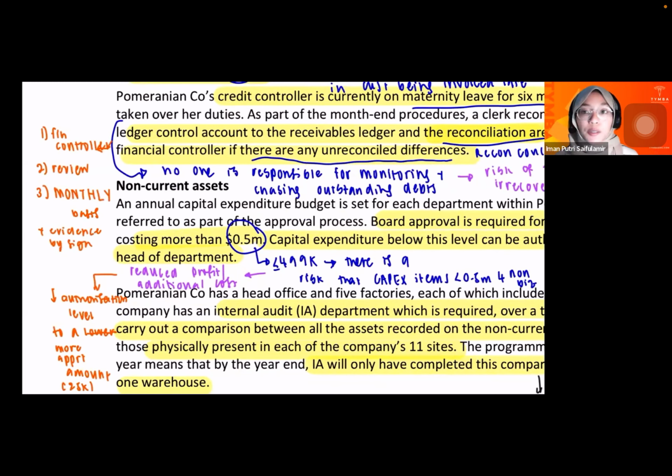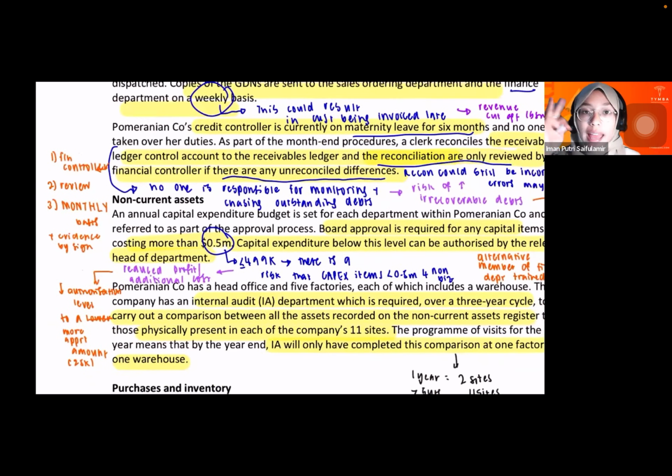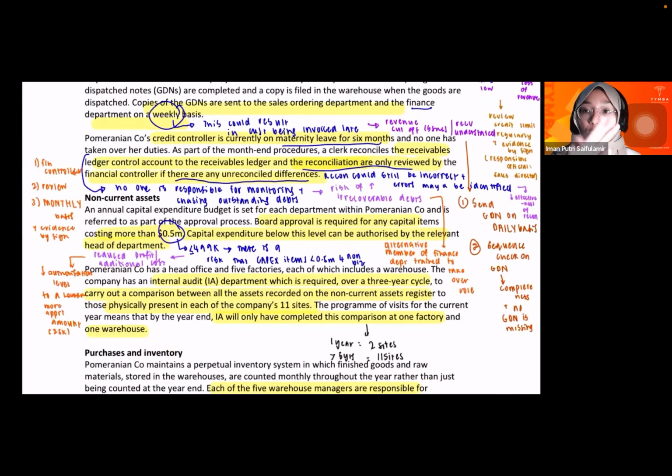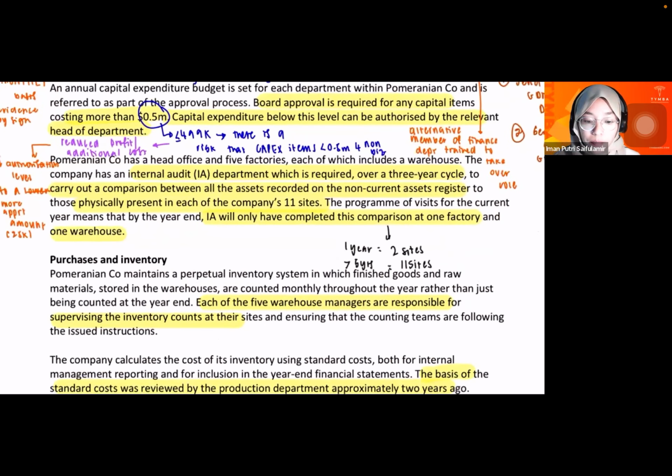Okay, so this is how your answer will be complete, by actually including at least 3 of those points that I have stated, right? What, when, how, and who will review. So the fourth point, who will review, is optional depending on the scenario. Okay, so the next point is Pomeranian Co.